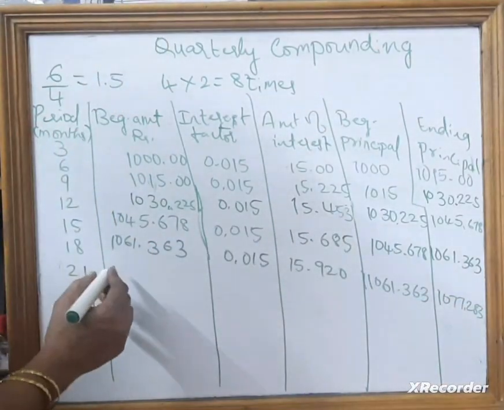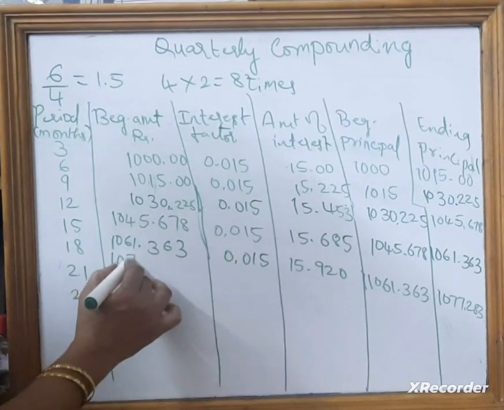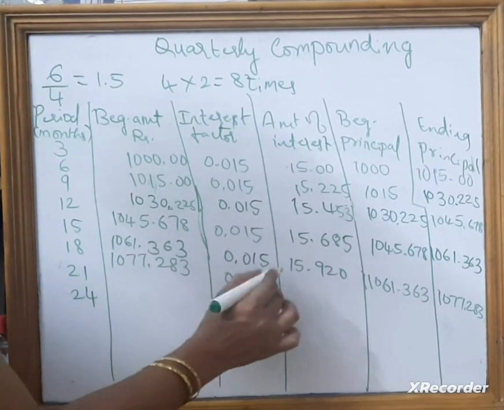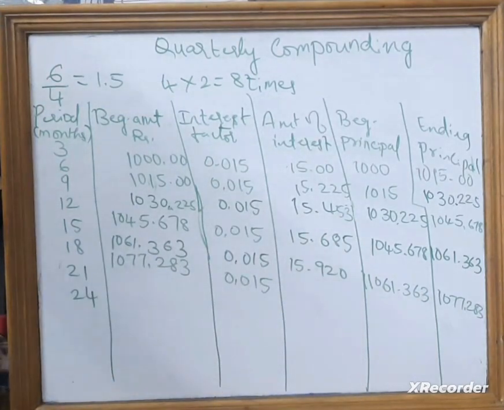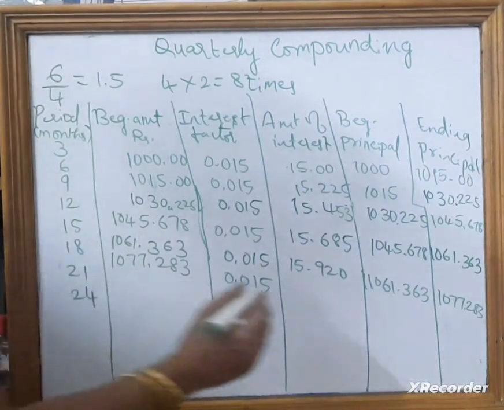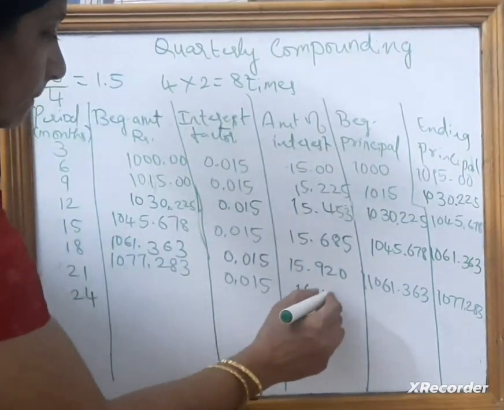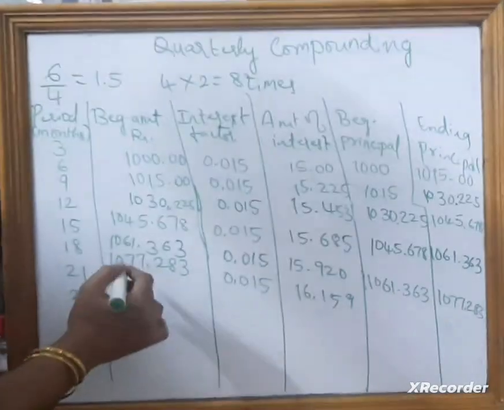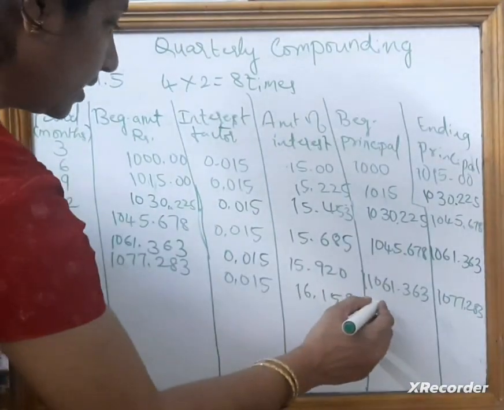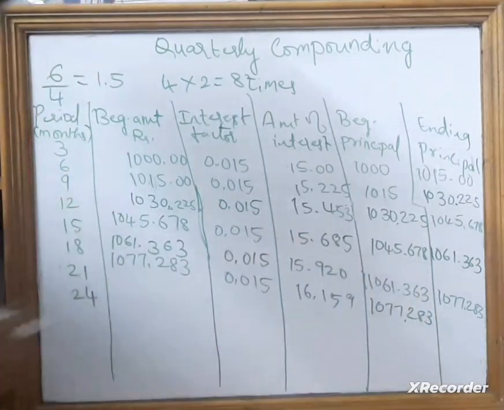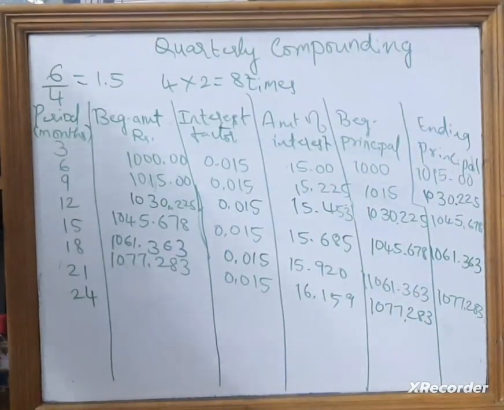Now 1077.283 will be the beginning amount. Interest is 0.015. Interest on 1077.283 at 1.5% is 16.159. This is the beginning amount. Add this and the interest. You will get 1093.442.